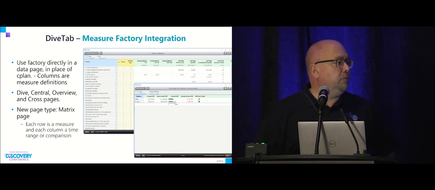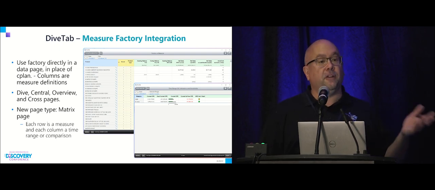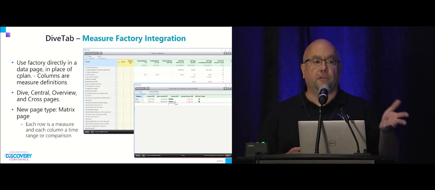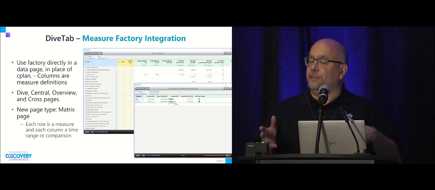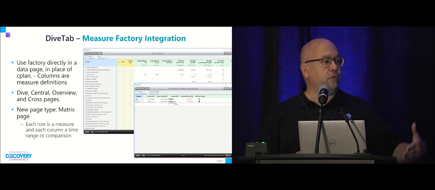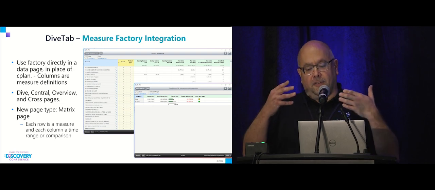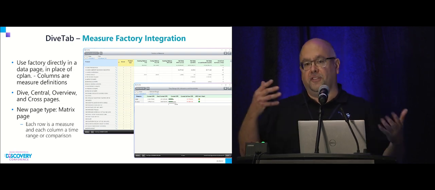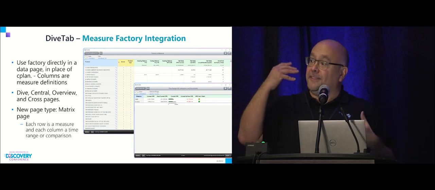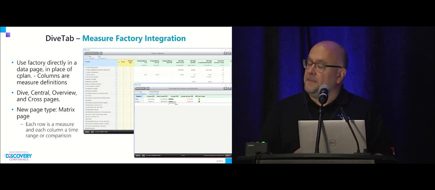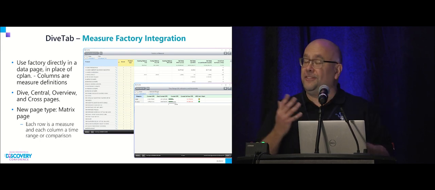As part of this integration, we also added a new page type, the matrix page. This is analogous to the matrix portlet in the DivePort for those of you who use that. This is a little different in that you're not showing a dimension value for the rows. Instead, each row is a different dimension. And the number that's displayed in the page is the combination of the measure and the calculation for the column. So you can use this page to directly compare different measures to each other, but using the same calculations. That's what we've been working on in DiveTab over the last year.